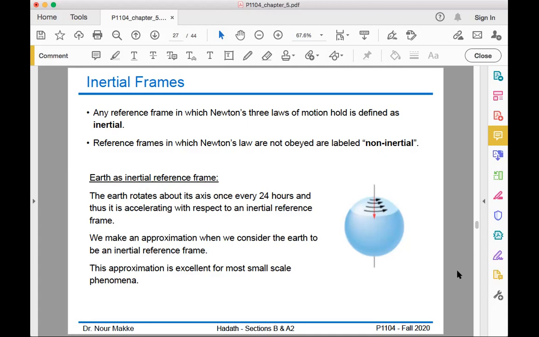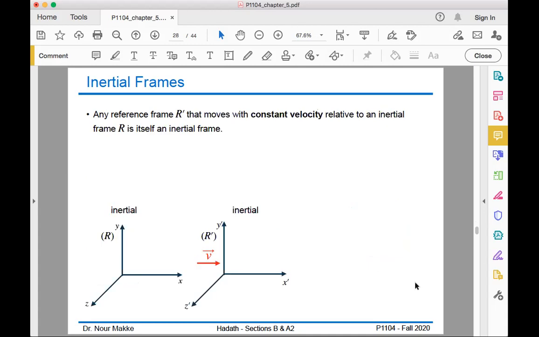But we can make an approximation when we consider the Earth to be an inertial reference frame. This approximation is excellent for most small-scale phenomena. In all the phenomena that we are studying, the approximation that the Earth is an inertial frame is correct, because Newton's laws are valid in it. And if you have a given inertial frame R where Newton's laws are valid, and you take any other frame R prime moving at constant velocity with respect to R, then this frame will also be an inertial frame.